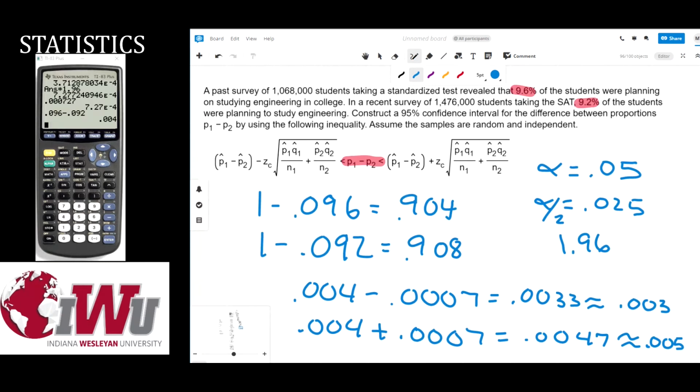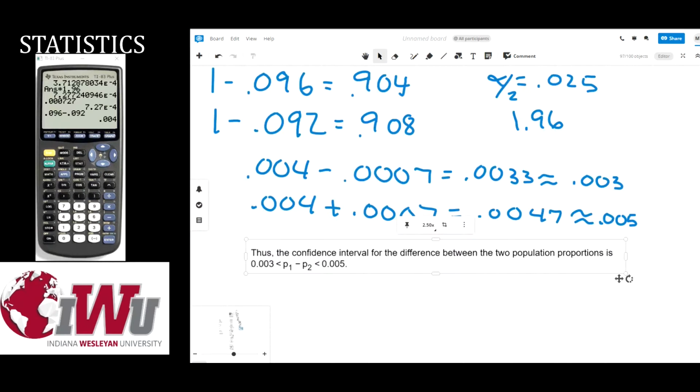So let's see if I can get that more formally written here for you. And there you go. So the confidence interval for the difference between the two proportions is 0.003 to 0.005. Now we're looking at the differences of those very small percentages, and that's why these decimals end up pretty small. All right, so that was the last example for this particular chapter.